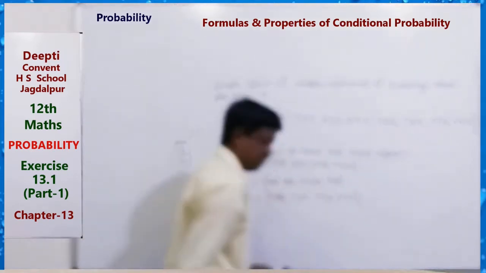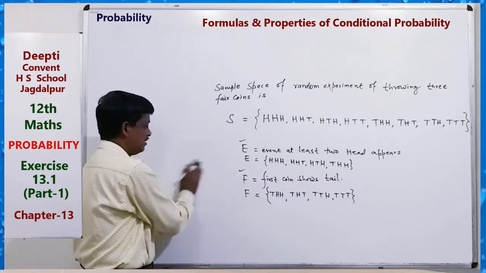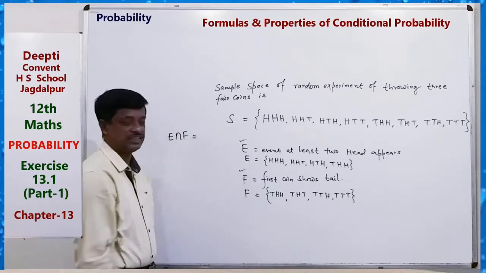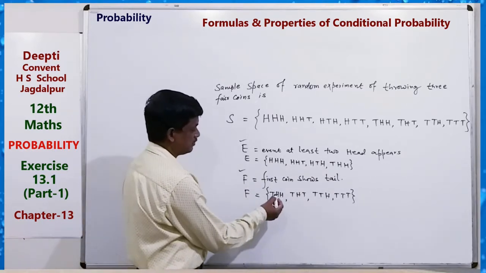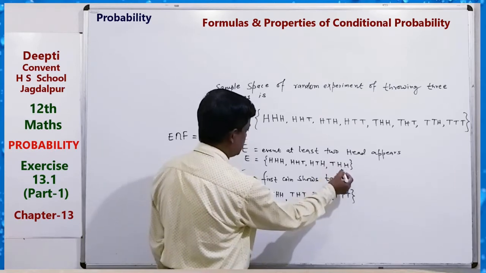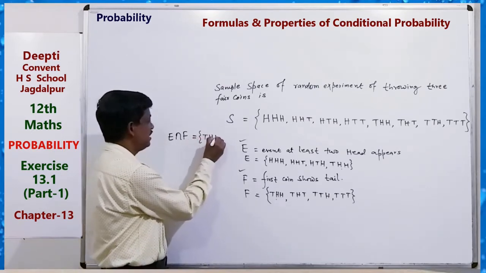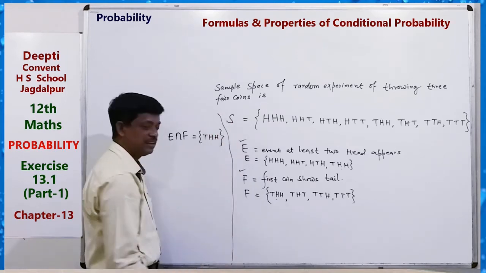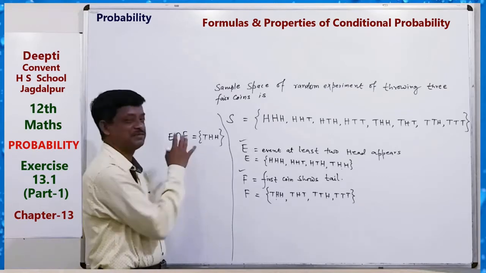I will explain it by taking set theory. Suppose here we see E intersection F, the intersection of these two sets. Only this element is common: T, H, H. Just as I discussed, the favorable case is a single point. So here the intersection has a single point, so this may be treated as the favorable case.